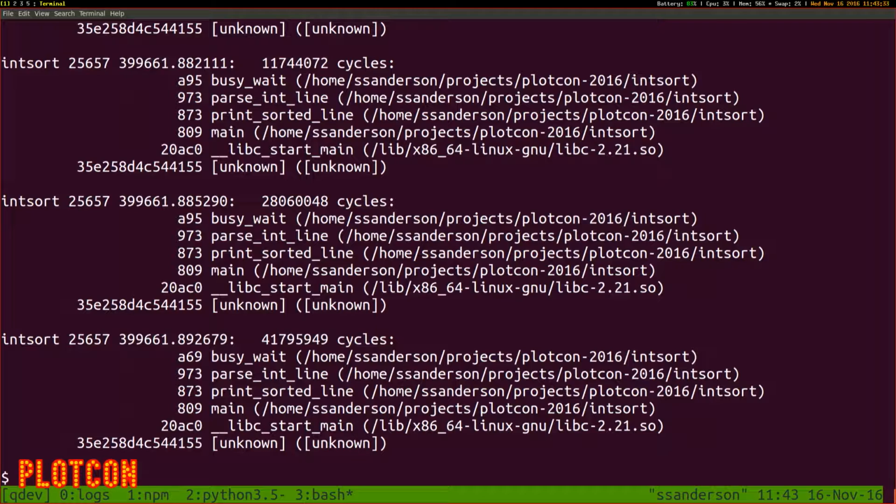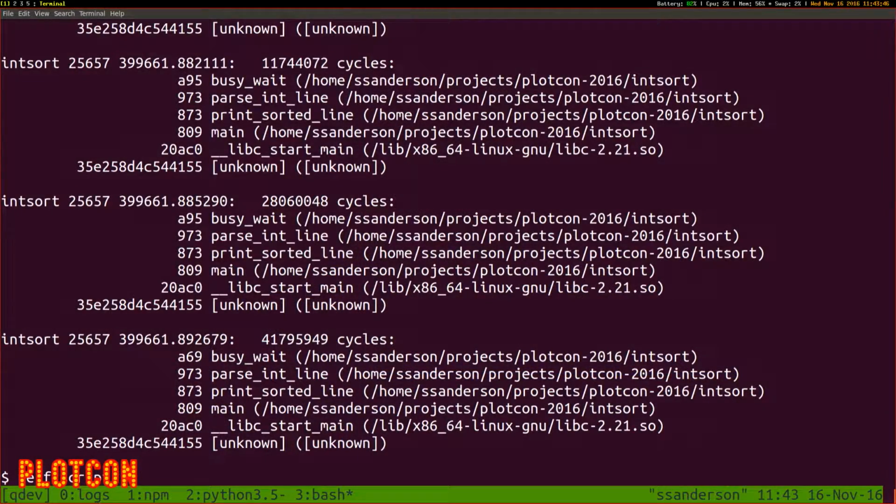But OK, so now we have this table of data. Maybe we could look at this, but again, we still don't really have any intuition for how to understand it. What we'd like is some way of understanding the structure of those call stacks. Fortunately for us, we're not the only people who've had this problem.